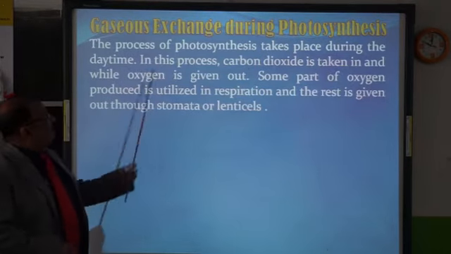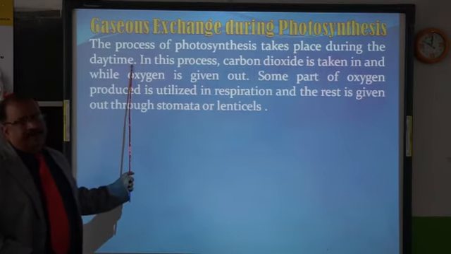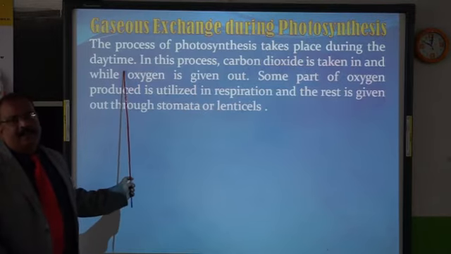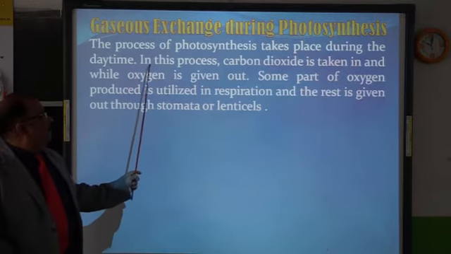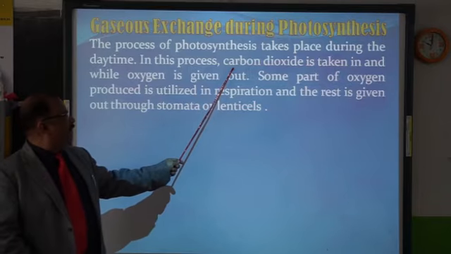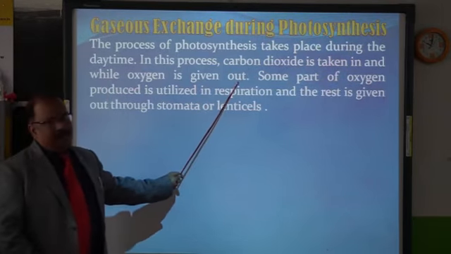The process of photosynthesis takes place during the daytime. At night it cannot take place, okay, because sunlight is not there. In this process, what is taken in? That is carbon dioxide, and oxygen is given out.